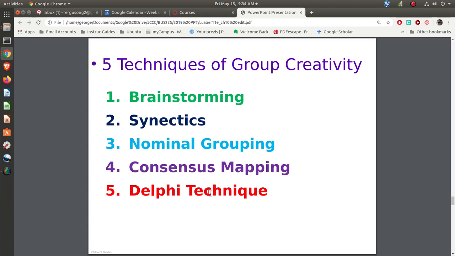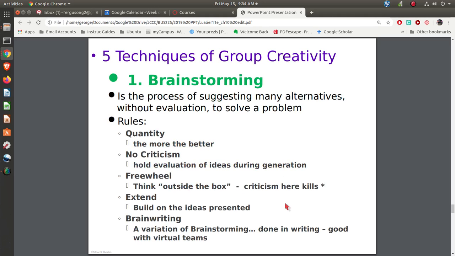There are different techniques for group creativity. You have brainstorming, synectics, nominal grouping, consensus mapping, and the Delphi technique. Now, what are they? Brainstorming is just coming up with as many possibilities as you can.